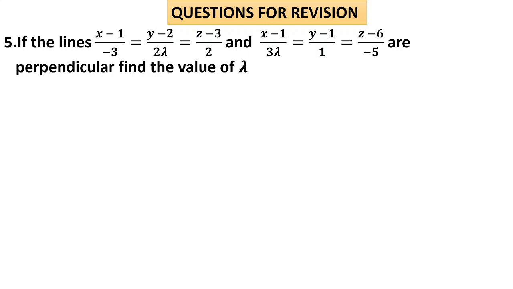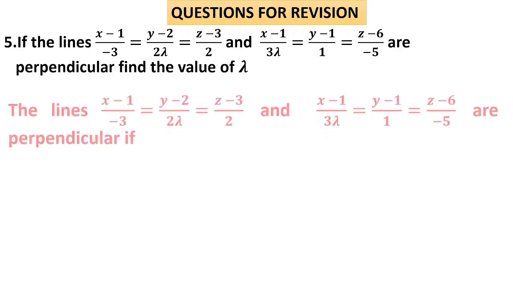Now be careful, the coefficient of x, y, z in both the equations is plus 1. Suppose in the question they have given 1 minus x by 3, you have to convert it into x minus 1 by minus 3. Be careful. Good. Now let us go to the question.